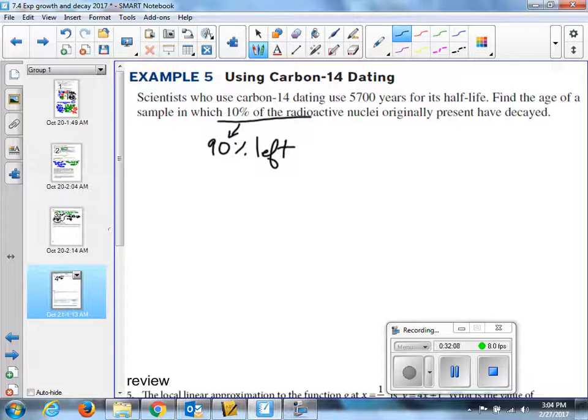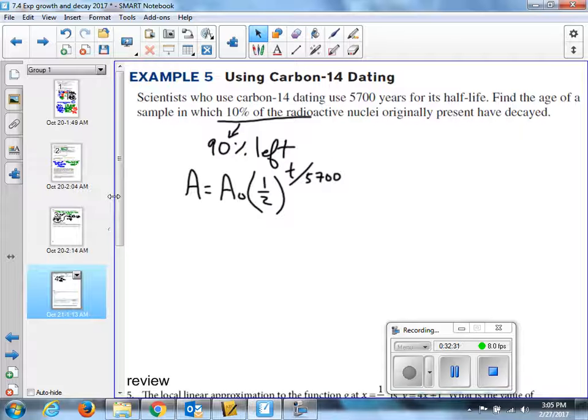So we're going to use the old A equals the amount, 1/2, and then I'm going to use it like this, t over 5,700. Now, where the heck did this come from, you're probably thinking? This is from thinking about half-lives. Does it make sense if 5,700 years is 1 half-life, right?